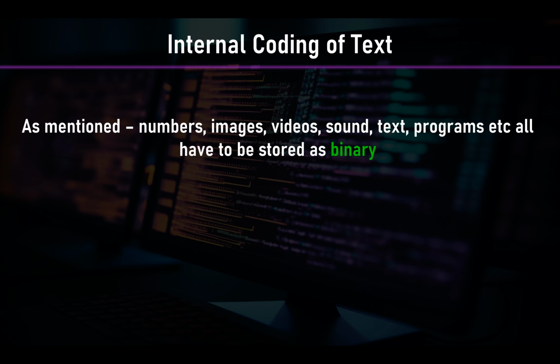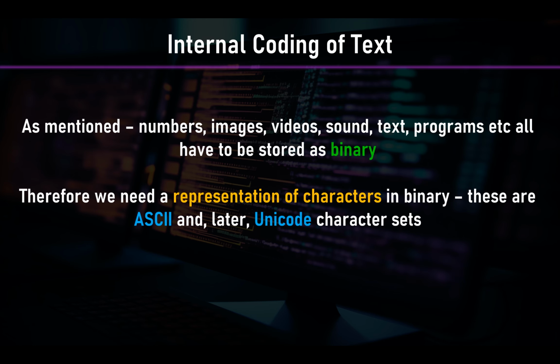So as mentioned, everything in a computer has to be stored as binary, whether that's numbers, images, video, sound, text, programs, everything is stored as binary. Therefore we need a representation of characters in binary, and two that we have: one is going to be ASCII and later Unicode, and these we're going to call character sets.